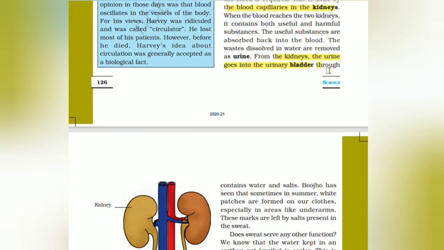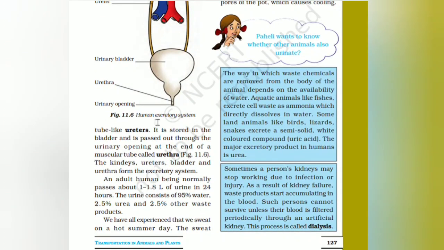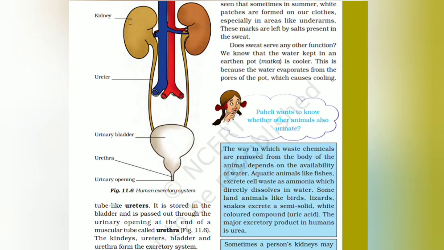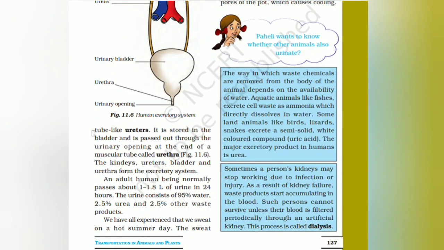And through the tube-like ureters, what do they contain? Water and salts. Two kidneys are present and a ureter, a tube connecting the kidney, then it goes to the urinary bladder. It is stored in the bladder and it is passed out through the urinary opening at the end of the muscular tube.